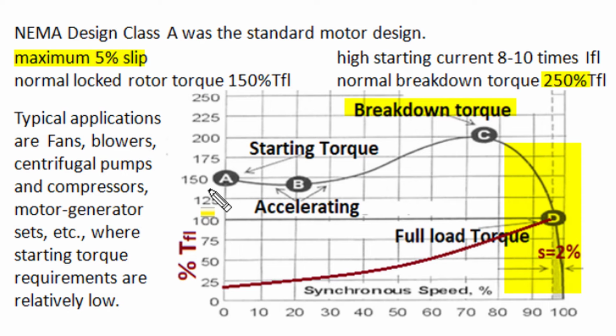But since their starting torque capability is small and starting current requirement is high, they are used only with those loads where starting torque requirement is relatively low, such as fans, pumps, blowers, centrifugal pumps or compressors or motor generator sets. And usually to reduce the high starting current, we use reduced voltage starting, either a star delta starter or soft starter, so that the inrush of high starting current won't cause line voltage drop to other electric equipment connected to the same supply line.